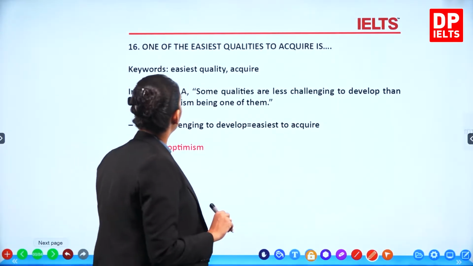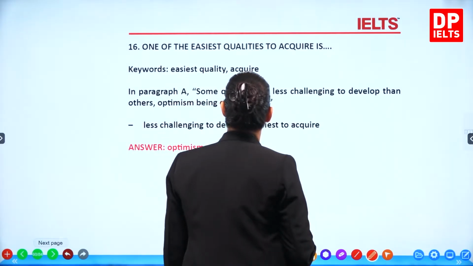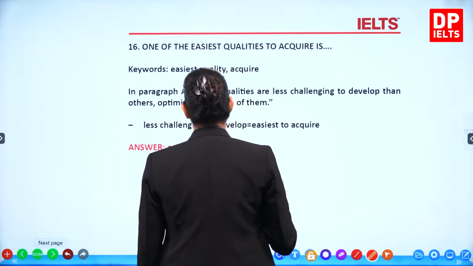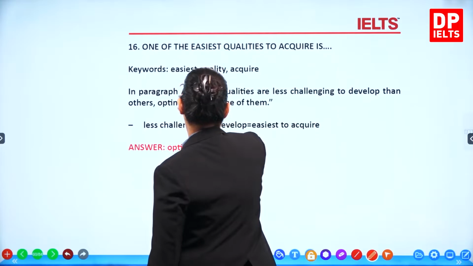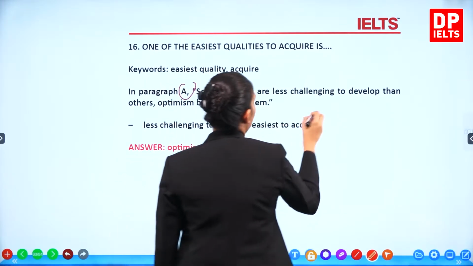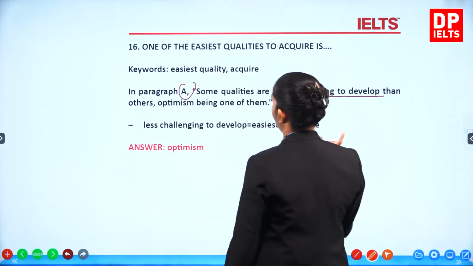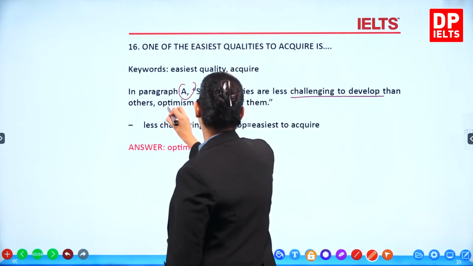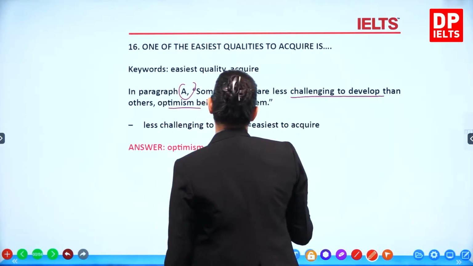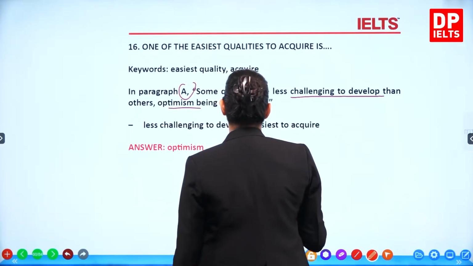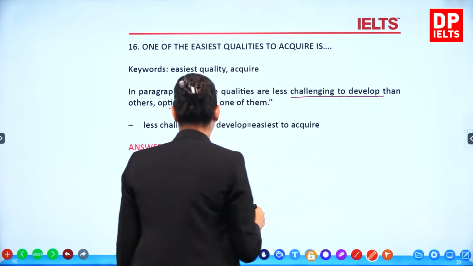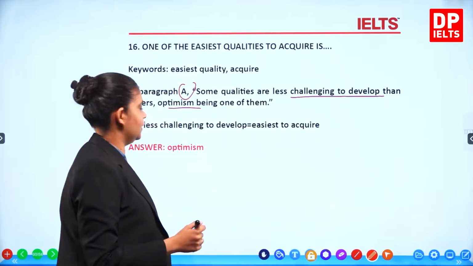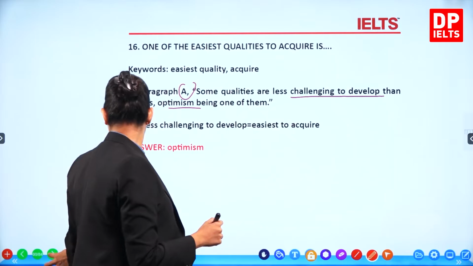16. One of the easiest qualities to acquire is... go to para A. Some qualities are less challenging to develop than others, optimism being one of them. So which one is easy to acquire? Optimism, being positive about everything. Okay.